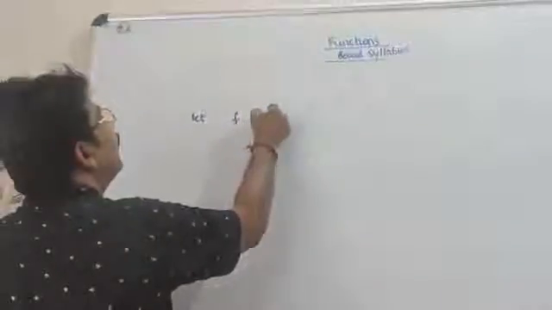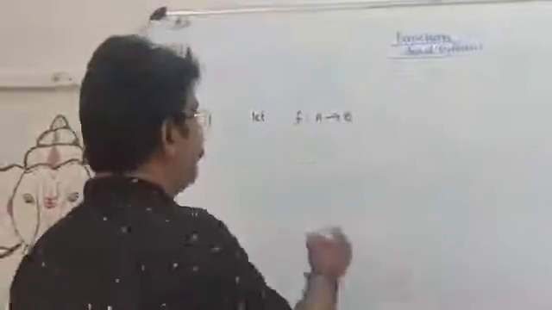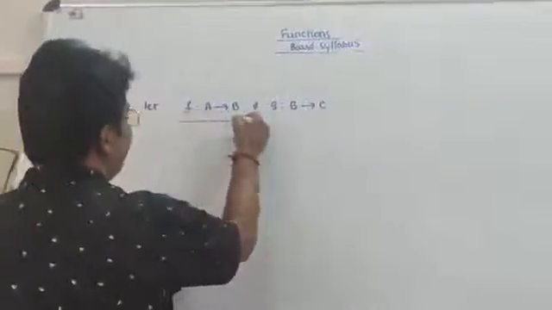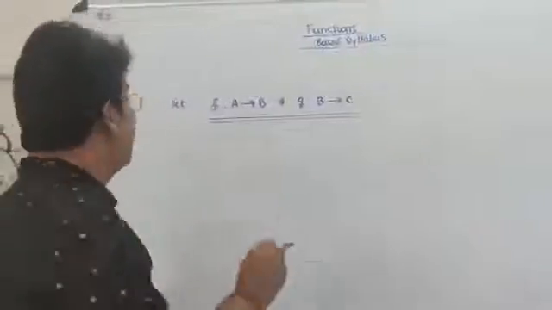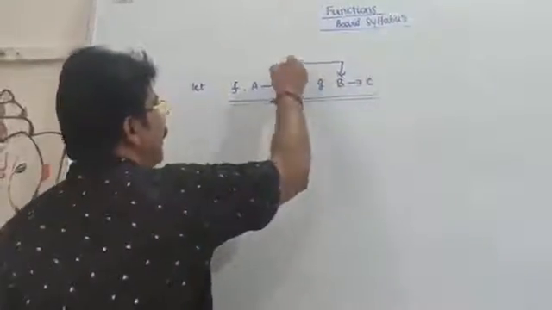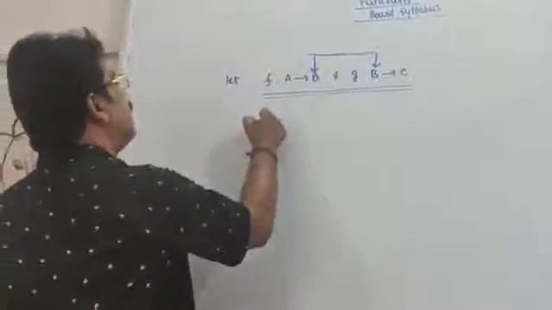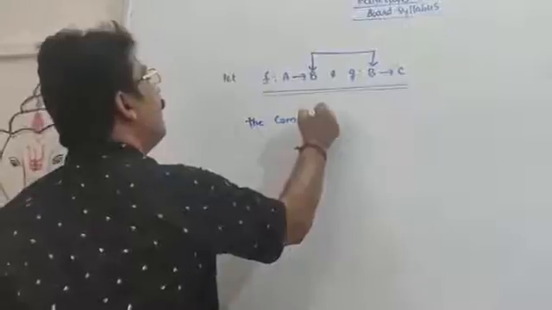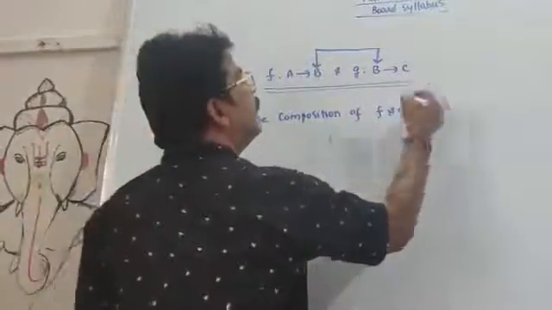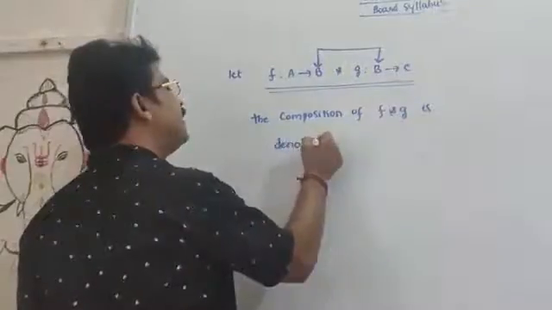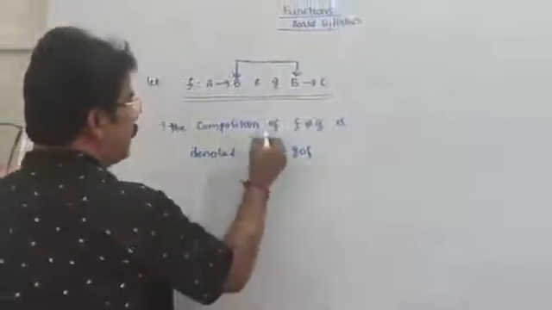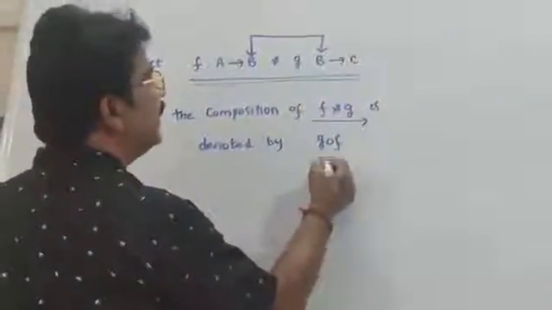F from A to B is a function and G from B to C. So F comma G are the two functions such that the codomain of F is the same as the domain of the second function G. Then the composition of F and G is denoted by G circle F. Here observe the order. Composition of F and G is G circle F.